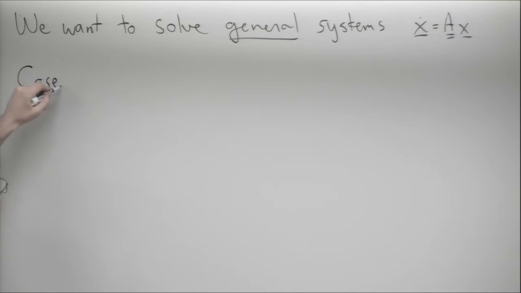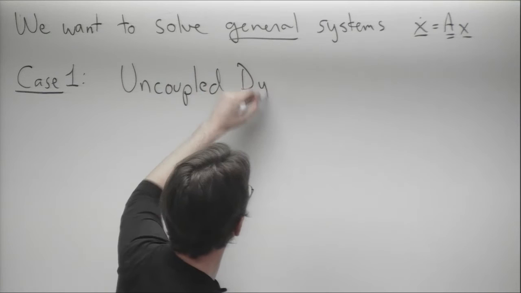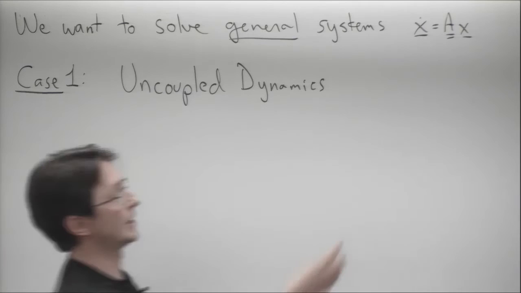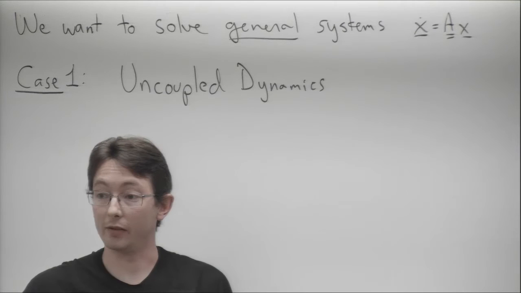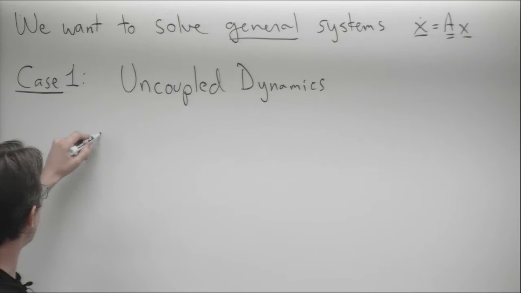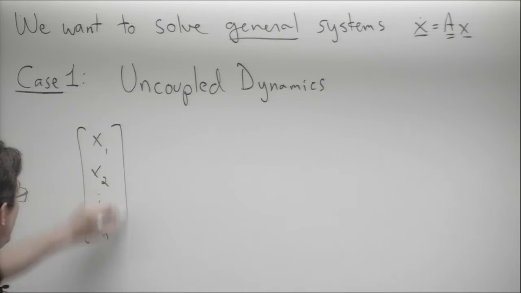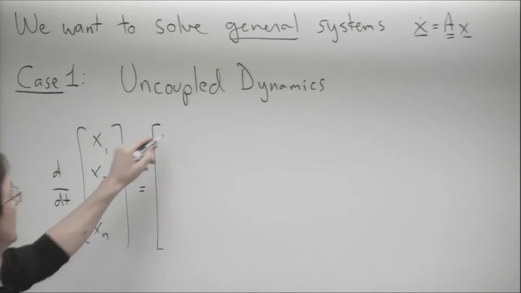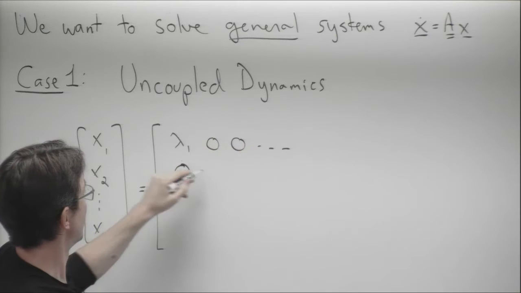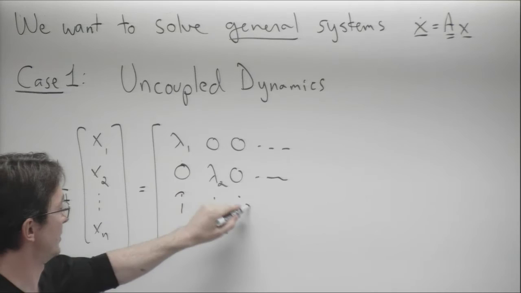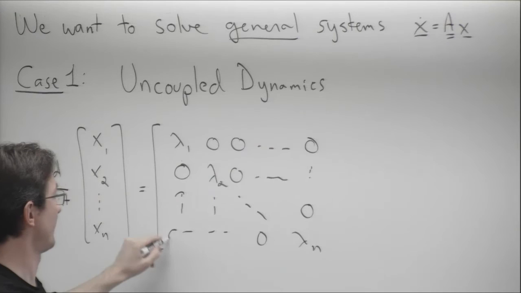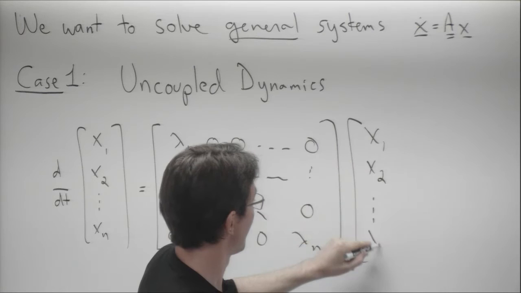The first case I'm going to look at is extremely simple. If the dynamics are uncoupled, and what I mean by uncoupled dynamics is that the dynamics for every single element of this vector x don't depend on any of the other elements. They only depend on themselves. So that is something like if I have x1, x2, dot dot dot, to xn, d/dt, then this equals lambda 1, bunch of zeros, lambda 2, bunch of zeros, dot dot dot, lambda n, bunch of zeros. Does that make sense?